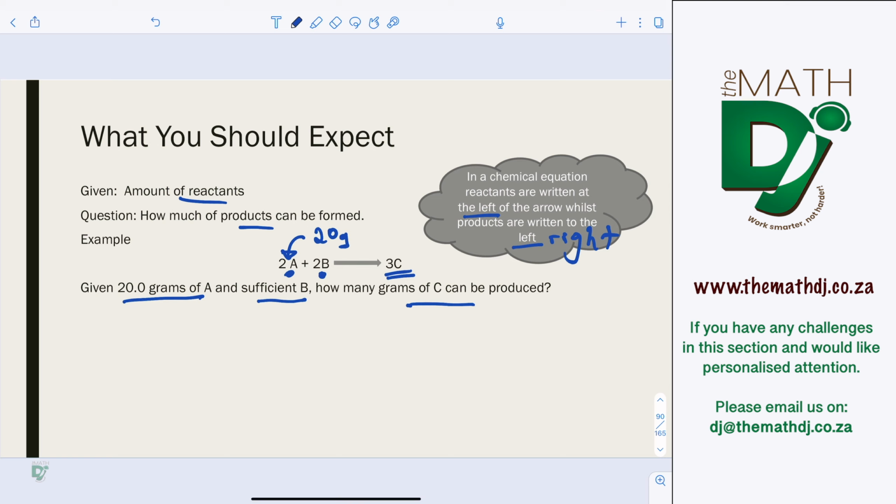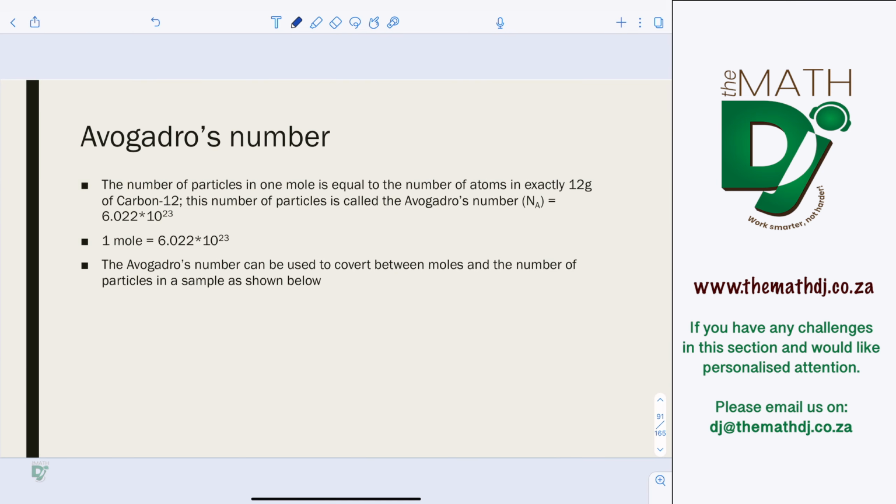So when you're doing stoichiometry, that's what we are calculating. Sometimes we'll say, I want a certain amount of C, so how much of the reactants do I need to have? That's how it works. Let's check the next slide.